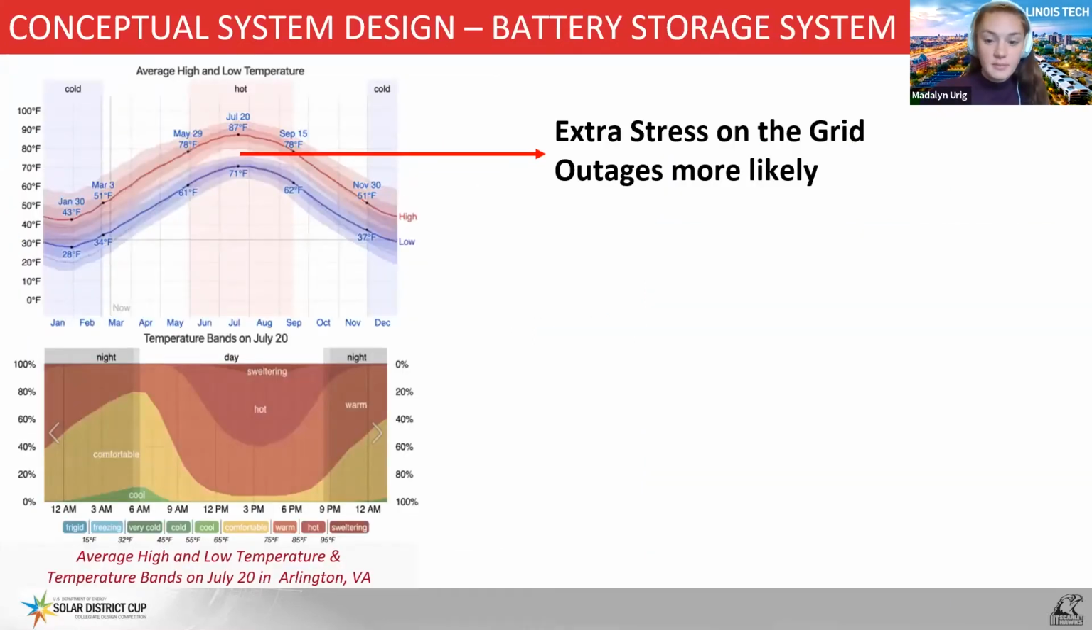We looked at our energy provider, Dominion Energy, and determined times of the year when there is extra stress on the grid and outages are more likely. Determining that this occurs in July, we then looked at temperature characteristics to determine times of high demands of electricity, primarily for running air conditioning.